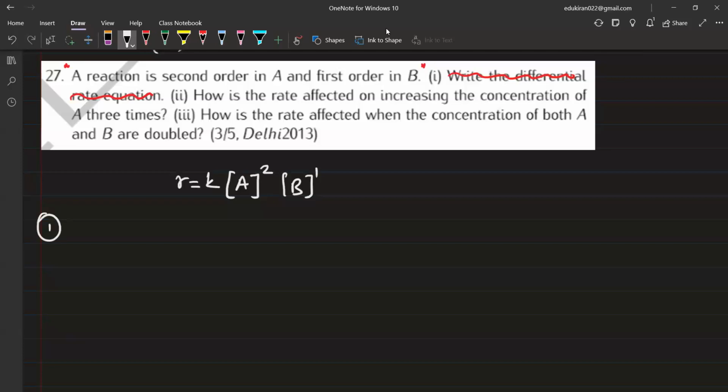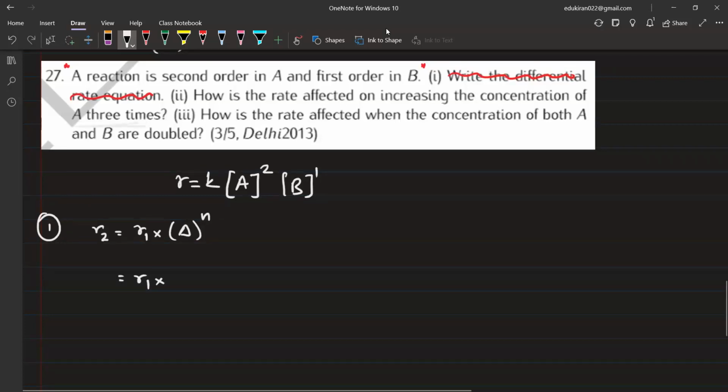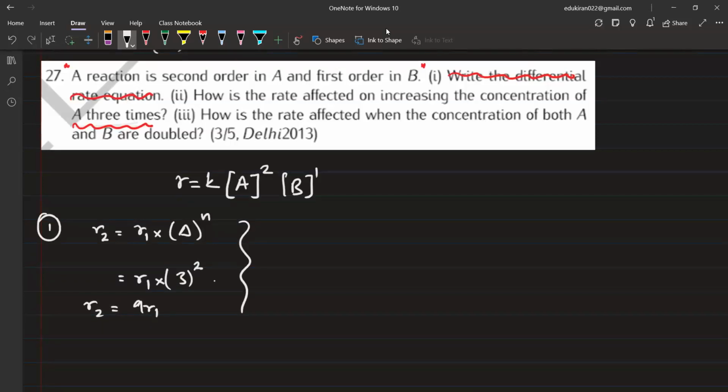So number 1. R2 is equal to R1 multiplied by whatever the change is, to its power. What is changing here? The concentration of A is tripled, so 3 to the power of the order. What is the order? The order is 2. So R2 will become 9R1.